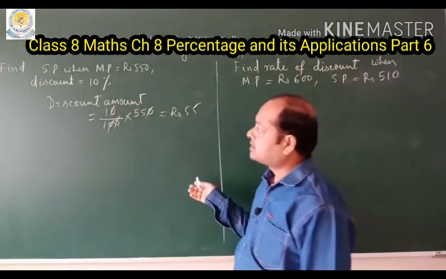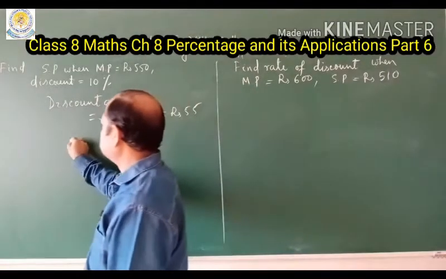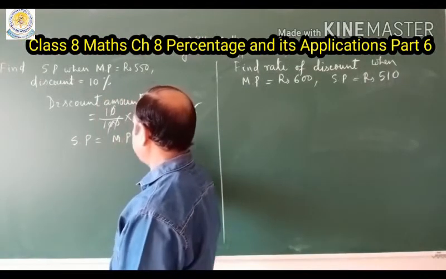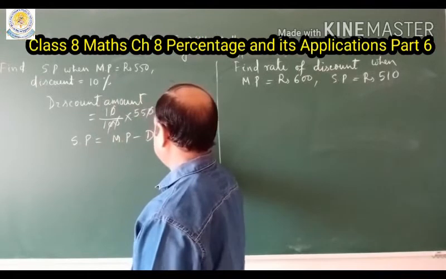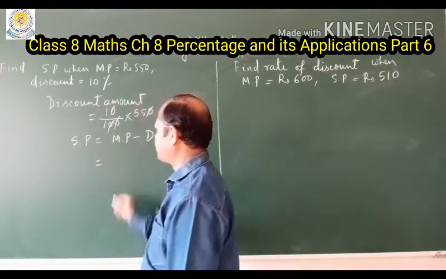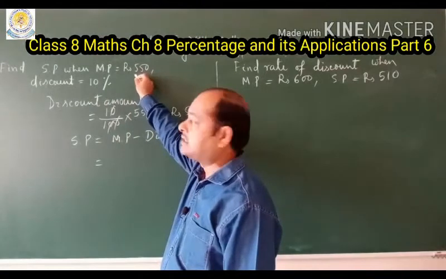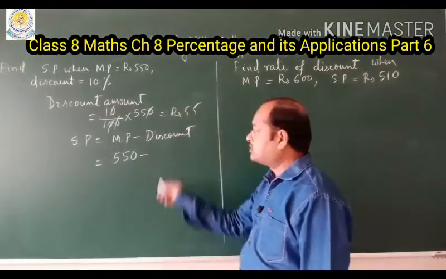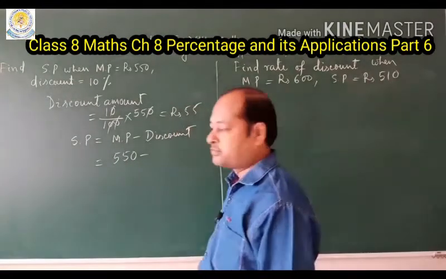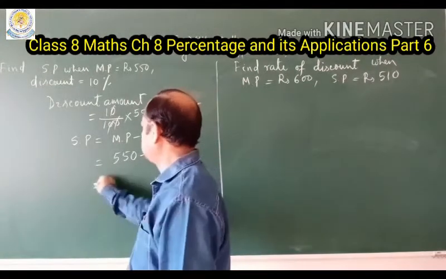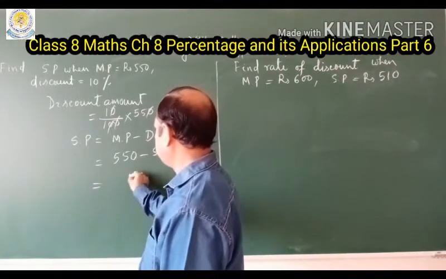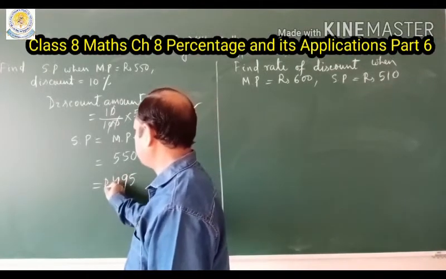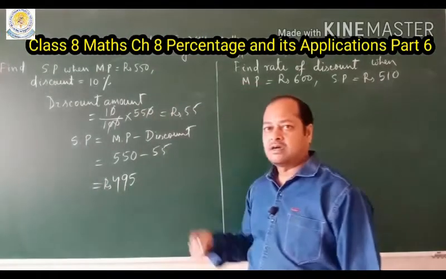Then we have to calculate the selling price, as it is asking for the selling price. What is the formula of selling price? Selling price equals marked price minus discount. The marked price is already given in the question, that is 550, minus the discount, 55 rupees. Simplify it: 10 minus 5 is 5, 14 minus 5 is 9, and 4 here. So 495 is the selling price of the article.